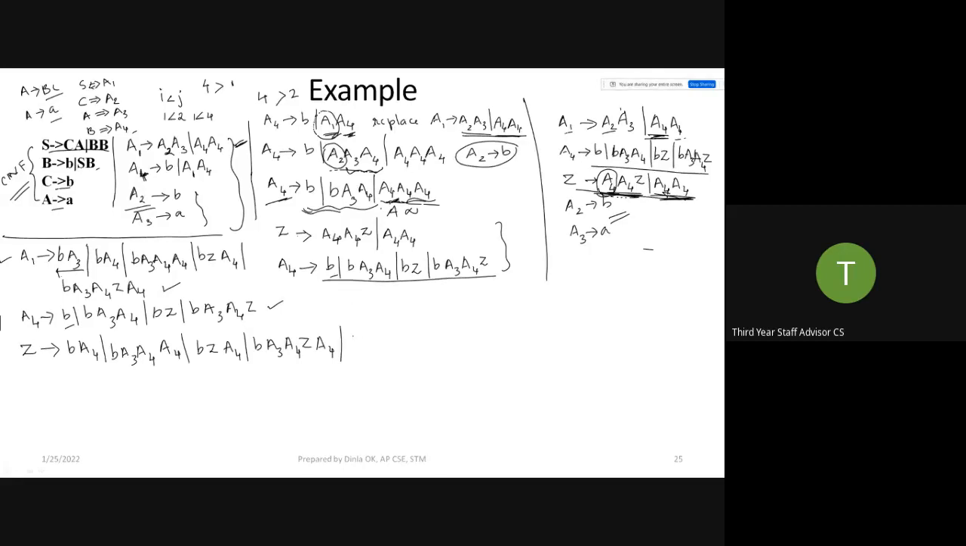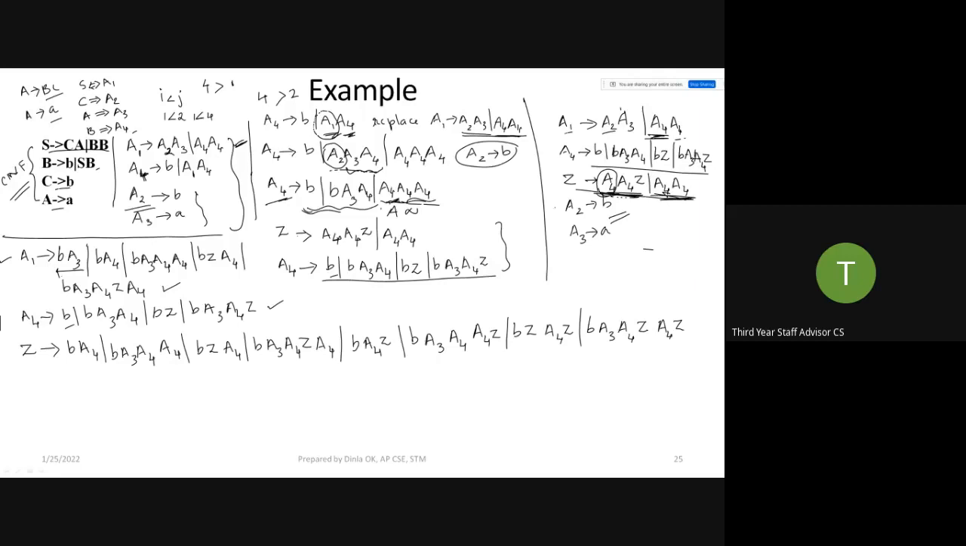So we will get BA4Z or BA3A4Z. Okay, then BZA4Z or BA3A4Z, then A4Z. ഇത്രയുമായിരിക്കും നമ്മൾ Z ടേം എന്ന് പറയുന്നത്.